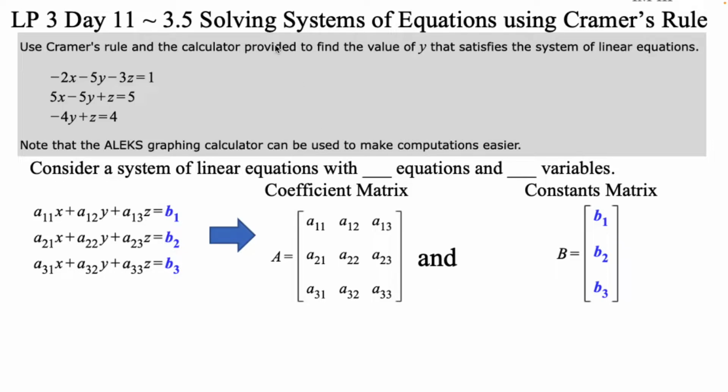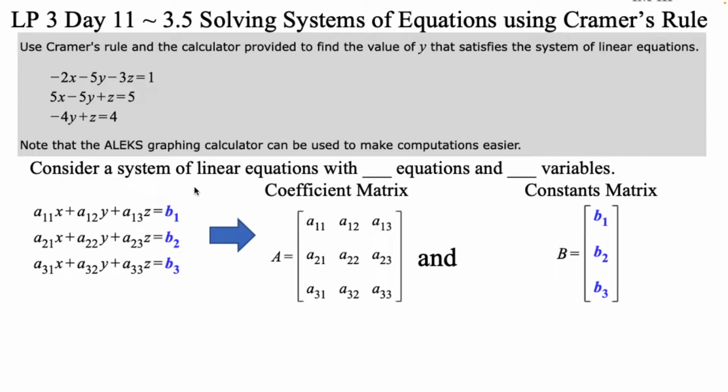When we see 2x2 or 3x3, it has to do with the number of variables and the number of equations. All right, so with this one, use Cramer's rule on the calculator provided to find the value of y that satisfies the system of linear equations. So they give us these 3 equations, and note Alex's graphing calculator can be used to make computations easier. So we'll take a look at the calculator in a moment. First, I'm going to teach you how to do this on paper so that you understand what is happening.